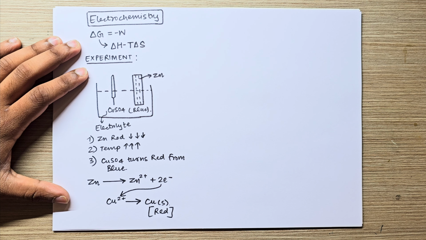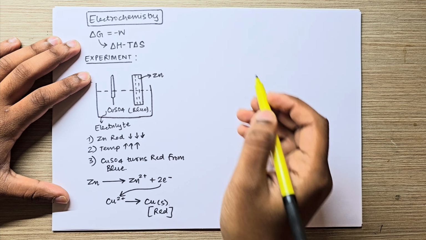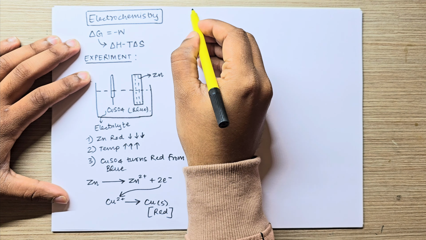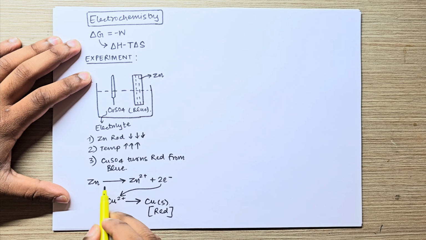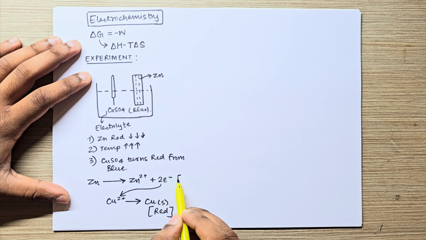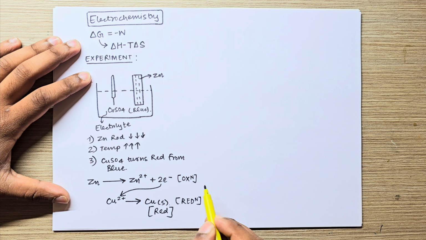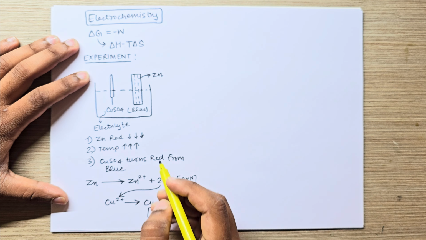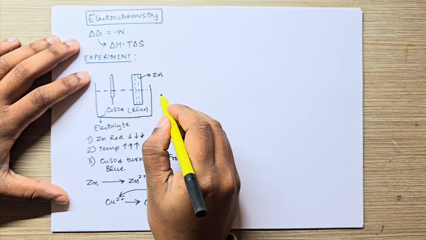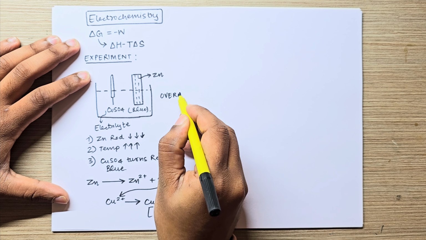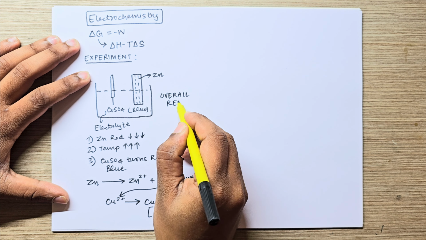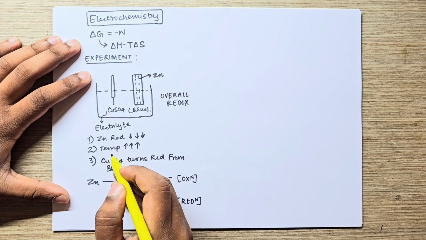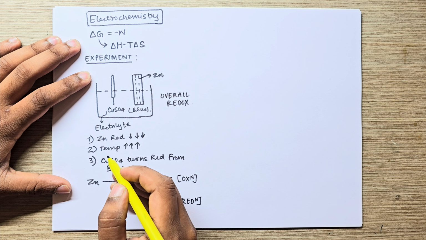Now, before jumping into the electrochemical cell, we should understand that here zinc is losing electrons, so oxidation is done, and copper is accepting electrons, so reduction is done. So overall, it is a redox reaction, right?